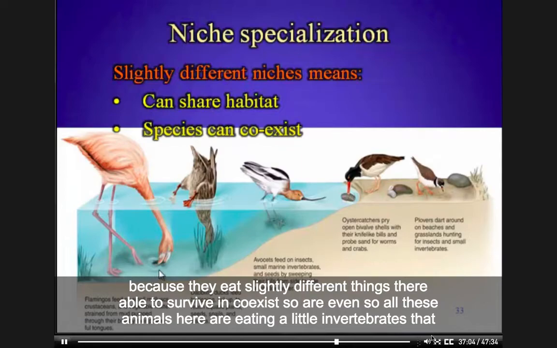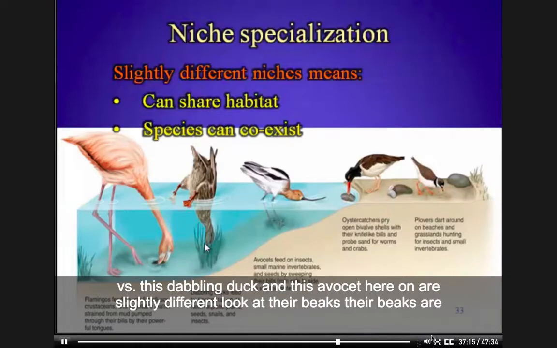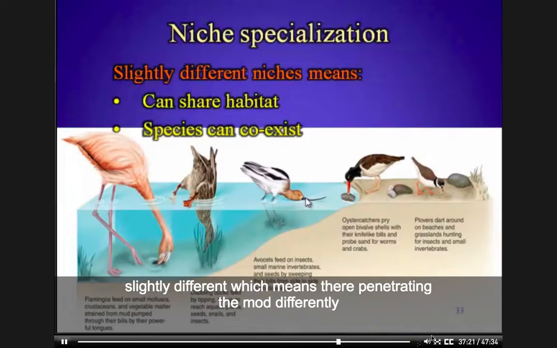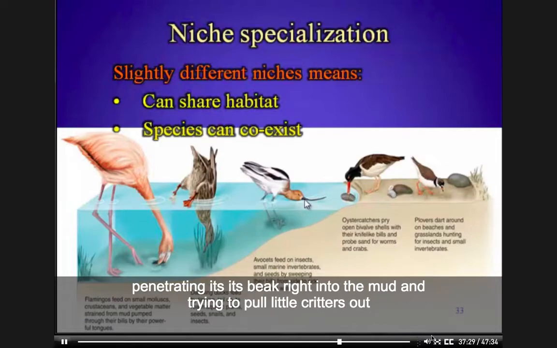So all these animals here are eating little invertebrates that are living in the mud, okay? But the kinds of invertebrates that this flamingo eats versus this dabbling duck and this avocet here are slightly different. Look at their beaks. Their beaks are slightly different, which means they're penetrating the mud differently. They are eating on the surface of the mud, or in this case, the avocet is actually penetrating its beak right into the mud and trying to pull little critters out.